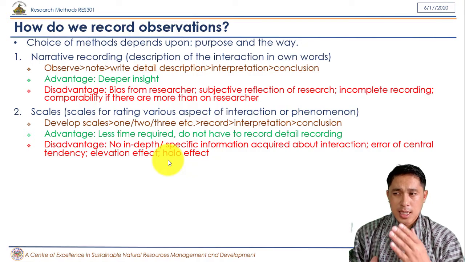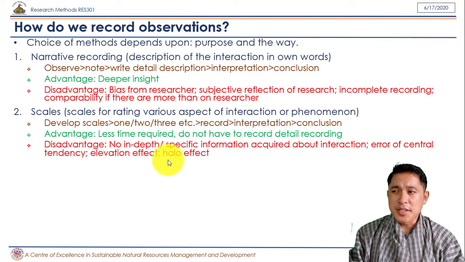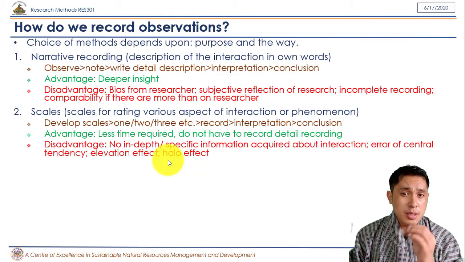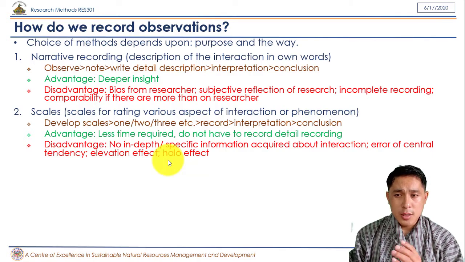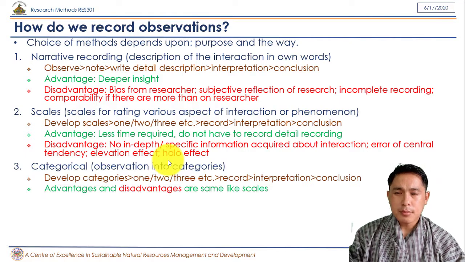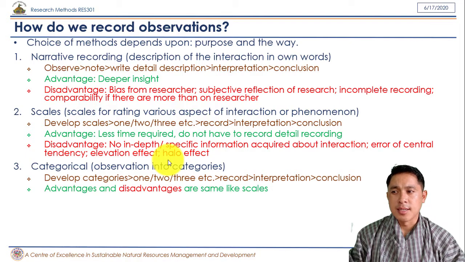So usually one of the disadvantages of using scale is that there will be halo effect, and you have to know these three effects: error of central tendency, elevation effect, and halo effect during the scale as data recording method. The third one is categorical. Exactly, it's same with the scale.